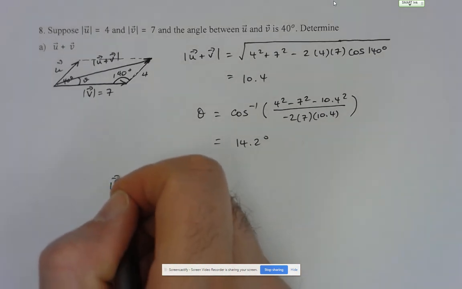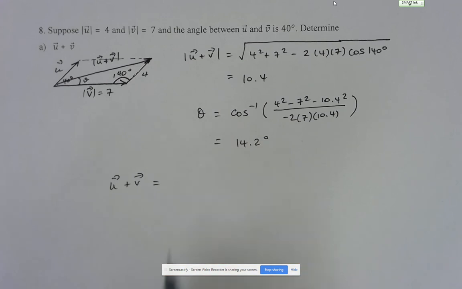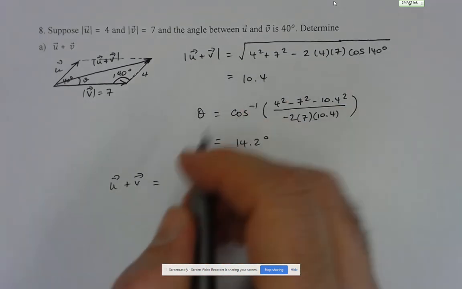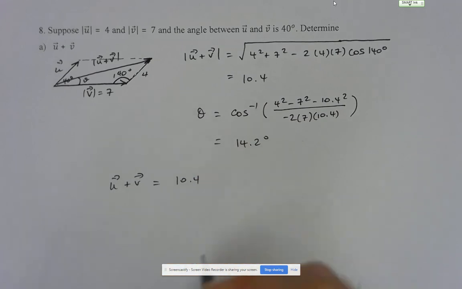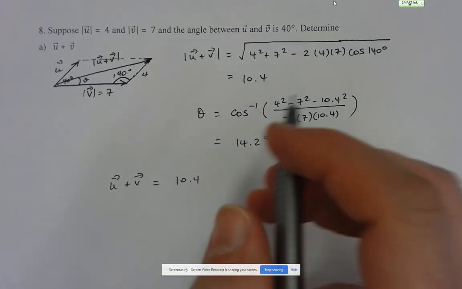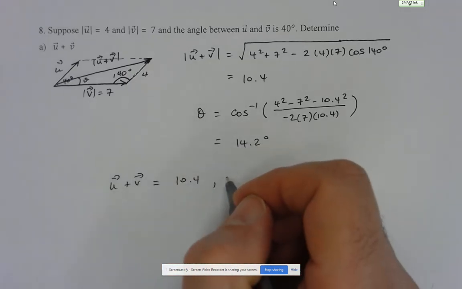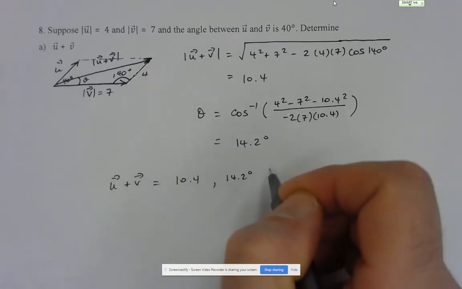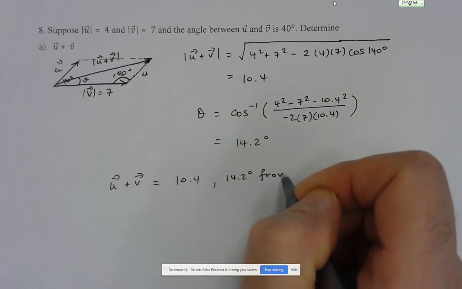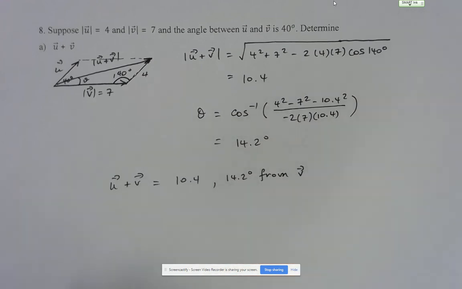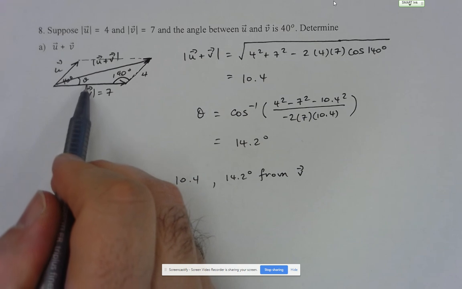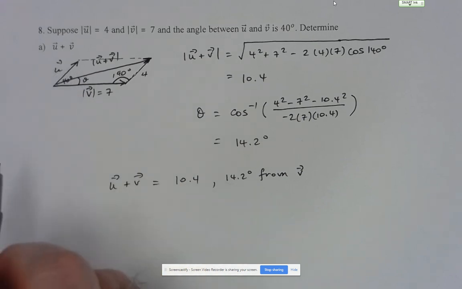Okay, so now I have to give my final answer. What is U plus V? Well, I'm first going to give the magnitude. That's what we give first. So it's 10.4 units. And now I have to describe the direction. It's a little complicated, but it does describe what's going on. It's 14.2 degrees from V, so from vector V in the direction of vector U.